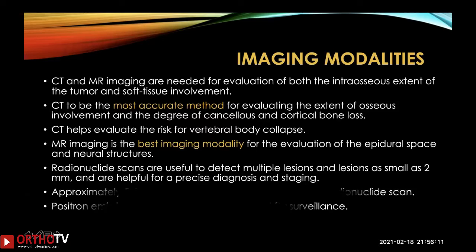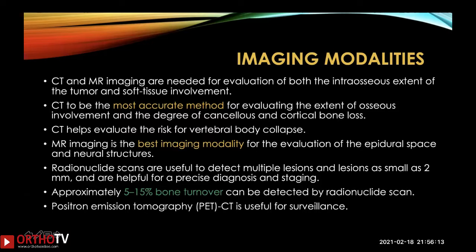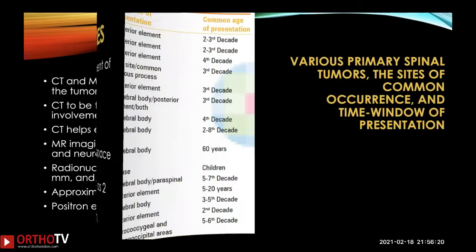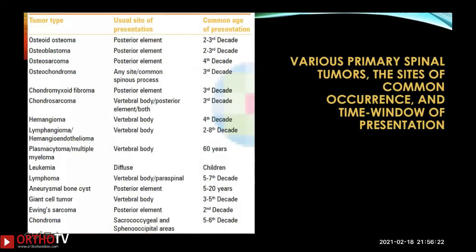You can do radionuclide scans as well as PET scans, which you can use for surveillance and also for picking up small metastases up to 2 millimeters or so. If you look at this chart, these are the various types of tumors, where they present, and what the common age of presentation is.